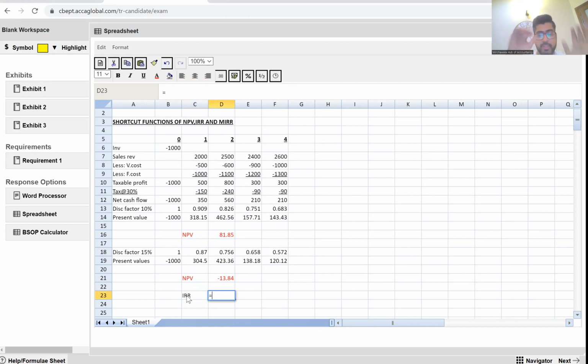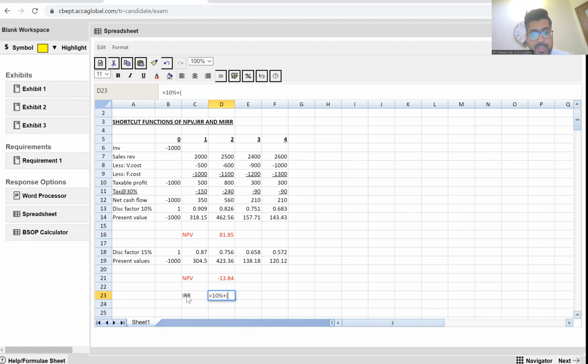IRR. Traditional pattern, the formula of IRR. Small a is the rate of positive NPV. So what is the rate of positive NPV? It's 10%. Positive NPV rate is 10%.